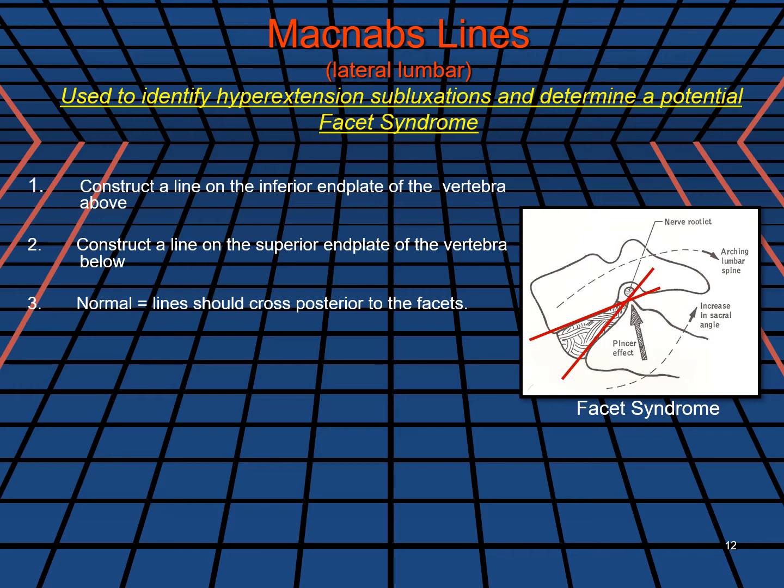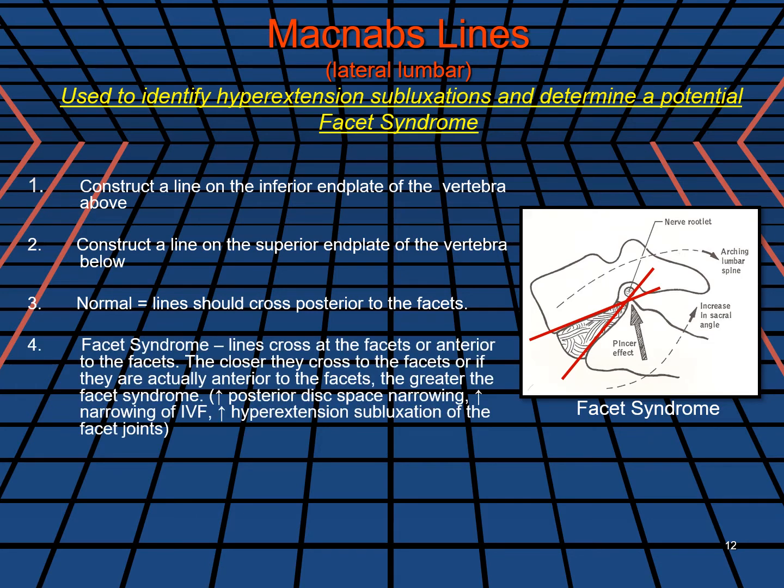Normal cross point should be posterior to the facets, maybe at or posterior to the facets. It is considered that they have a hyperextension subluxation or malposition, or a Facet syndrome if you want to use the term, if the lines cross at the facets or particularly anterior to them. The closer they cross to the facets, or if they're actually way forward, the greater the level of extension malposition and the greater the potential of a Facet syndrome, as well as posterior disc space narrowing, IVF narrowing, and just hyperextension of the vertebral body and compressive load on the facets.